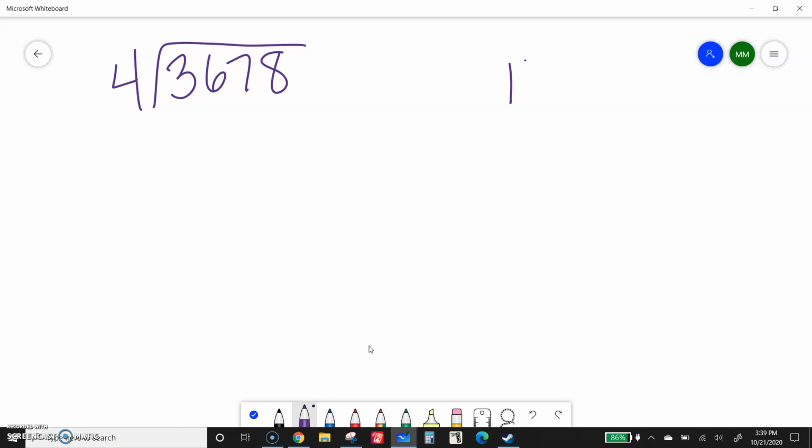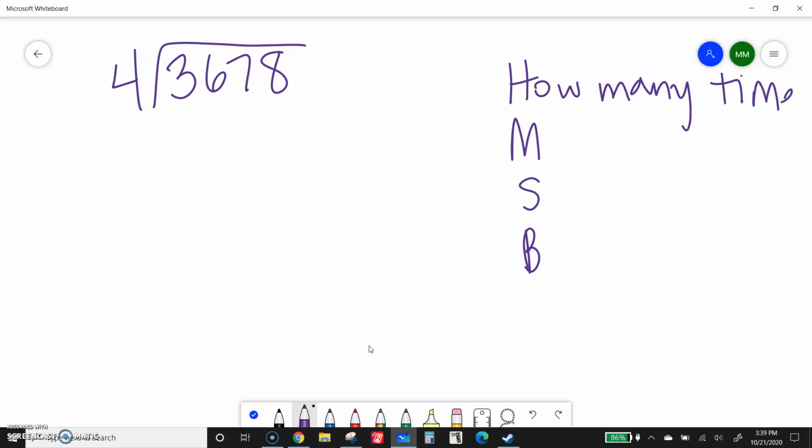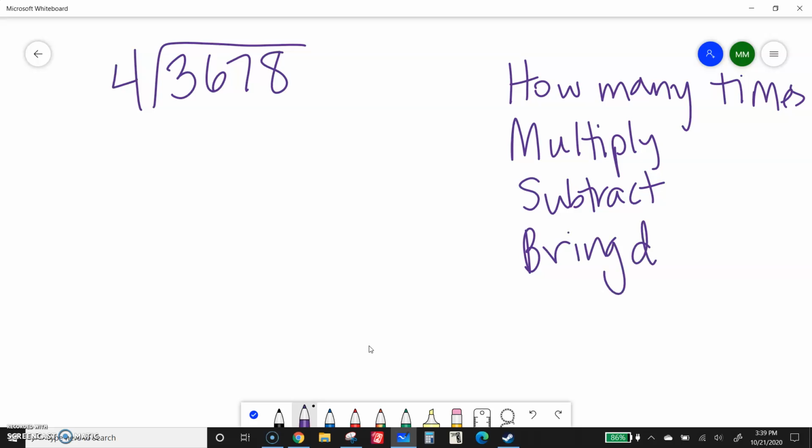So just like before, we have how McDonald's sells burgers. How many times does the number go in? Then we need to multiply, subtract, and then bring down our next number. So those are the steps that we follow. So first we ask ourselves, how many times does 4 go into 3? Sometimes it will go into that first number, sometimes it will not. If it does not, I can just put an X and go on to the first 2 digits.